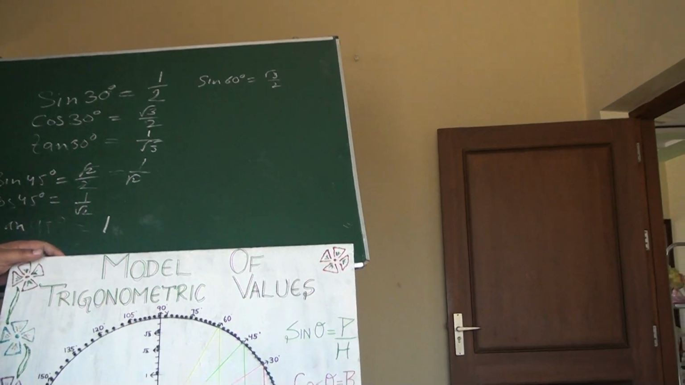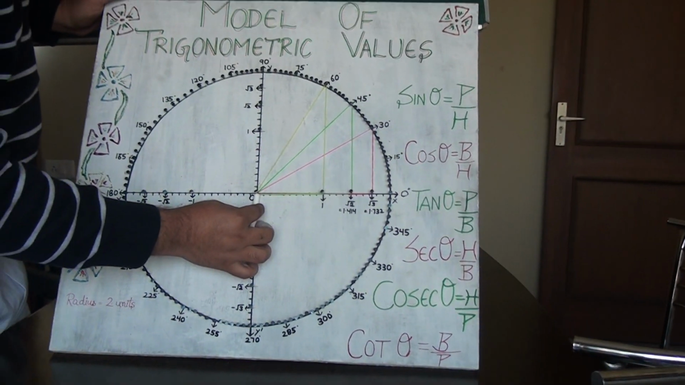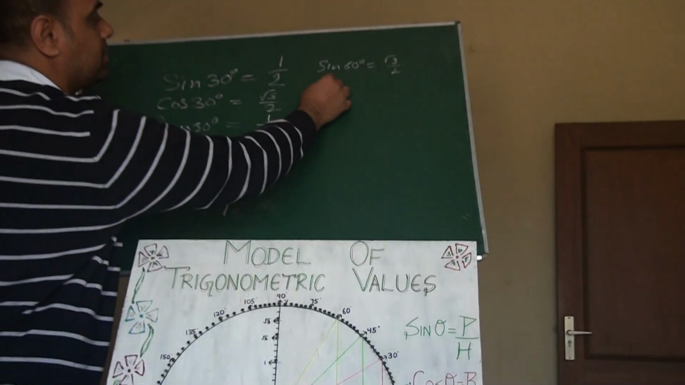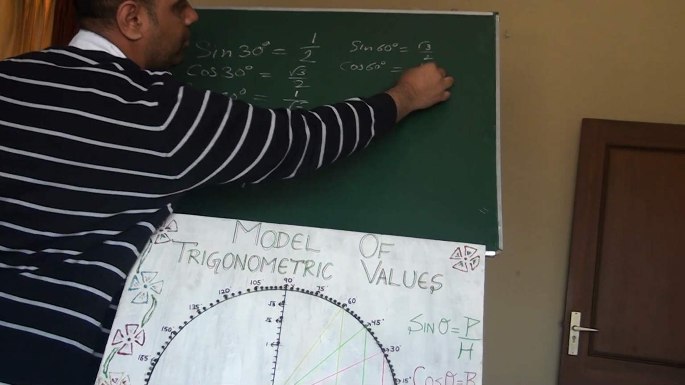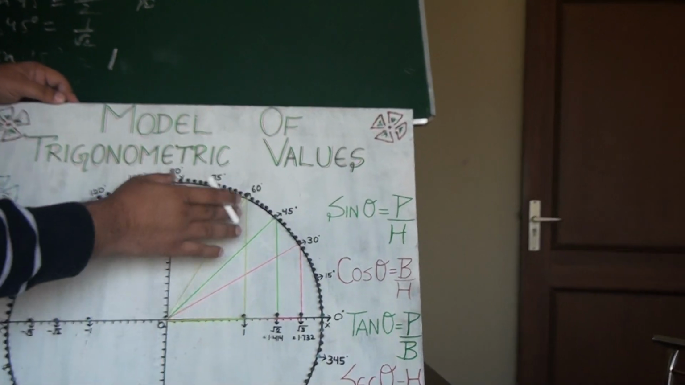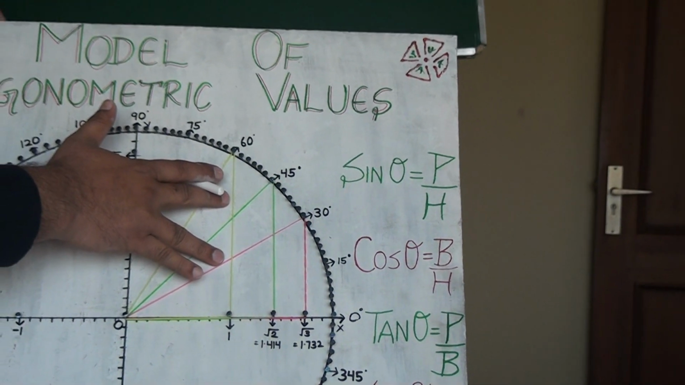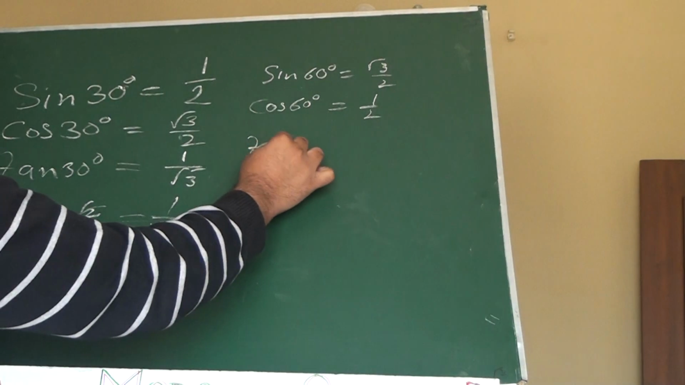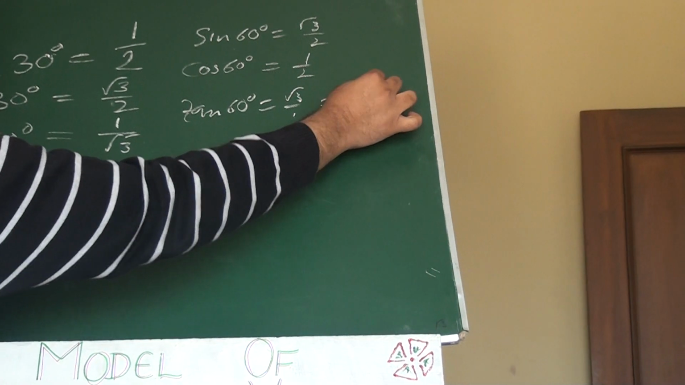Similarly, cos 60 degrees is base upon hypotenuse. The base is equal to 1 unit and the hypotenuse is equal to 2 units. Therefore, cos 60 degrees is equal to 1 upon 2. Next, tan 60 degrees is equal to perpendicular upon base. The perpendicular is equal to root 3 units and the base is equal to 1 unit. It means tan 60 degrees is equal to root 3 upon 1, which is equal to root 3.